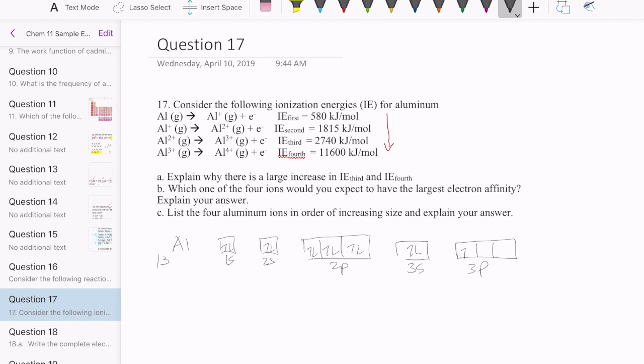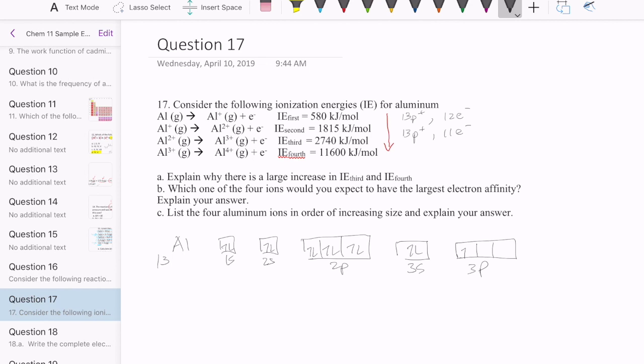So notice that when you remove the first electron, now you have 13 protons and 12 electrons after you remove that, right? And then after you remove the second one, you're going to have 13 protons and 11 electrons. So the number of protons doesn't change, but the number of electrons keeps decreasing.